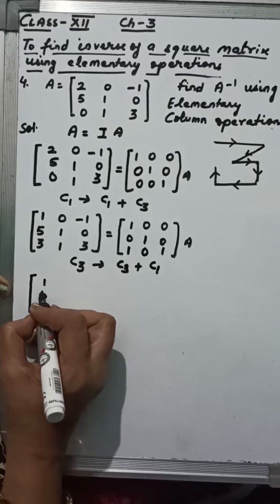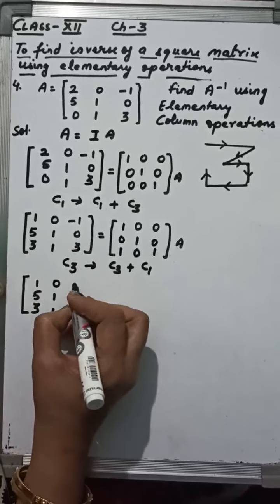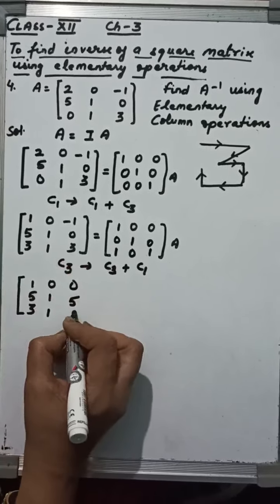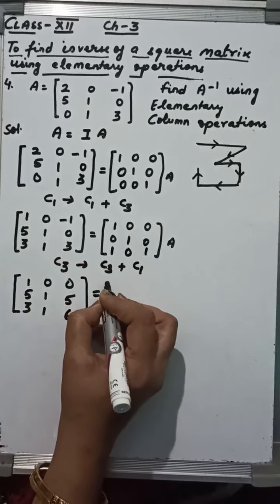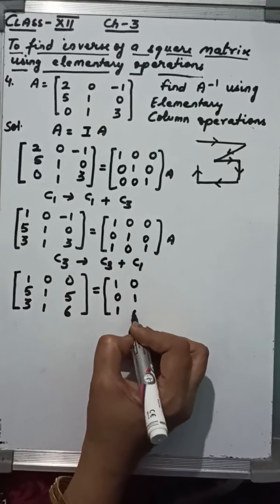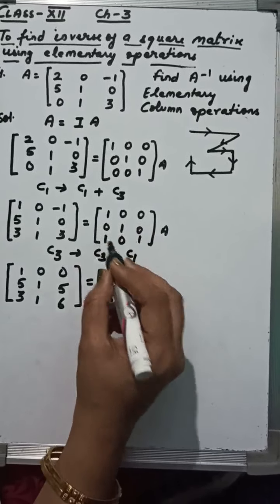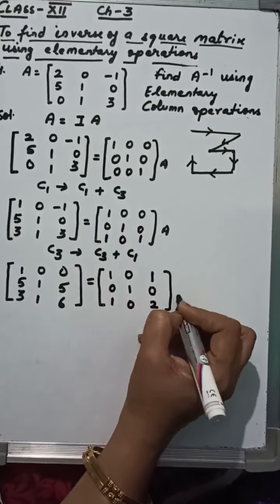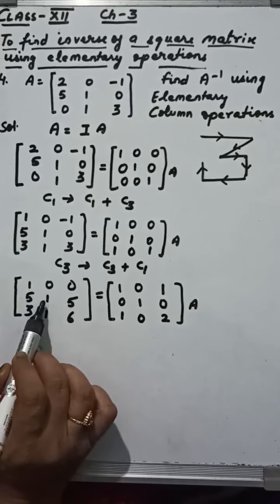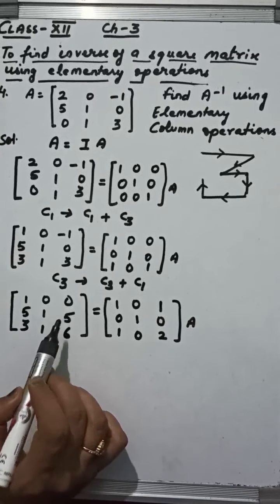So first column as it is, minus 1 plus 1, 0. This is 5, 3 plus 3, 6. The same operation is applied on the other side. 0 plus 1, this is 0, 1 plus 1, 2. So 1, 0, 0. Now we want to make this one, it is already 1. Now this is to be made as 0.